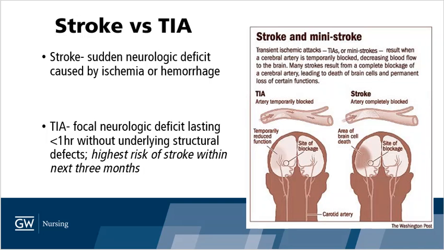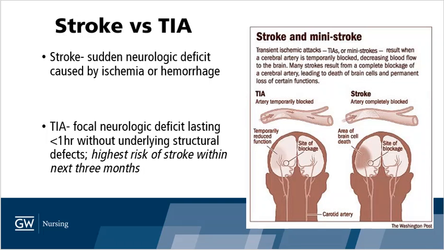Here is a great pictorial of what the difference is. A TIA is a temporarily blocked artery, so there's a deficiency of oxygen getting to the brain tissue itself. However, this is only temporary in a TIA, so you will see temporary symptoms that are relieved as soon as the temporary issue is resolved. Normally you're only going to see any sign or symptom lasting under an hour, and then it completely resolves.